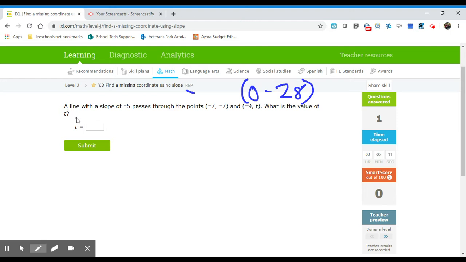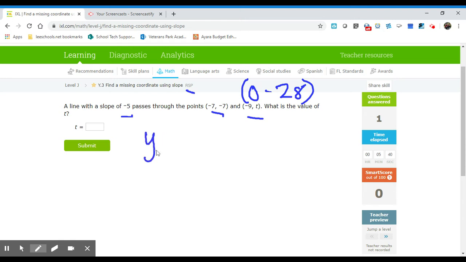Okay, let's read the question. It says, a line with a slope of -5 passes through the points (-5, -7) and (-9, t). What is the value of t? Okay, so to do this, whenever they give you the slope and they give you points, almost always you have to use the equation of a line. What is our equation of a line?